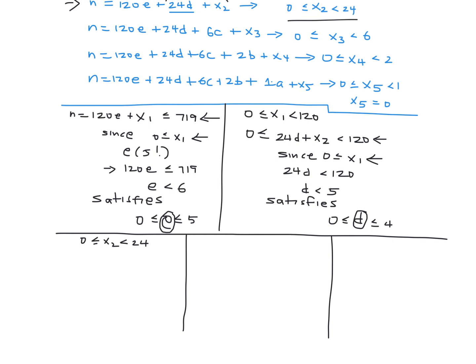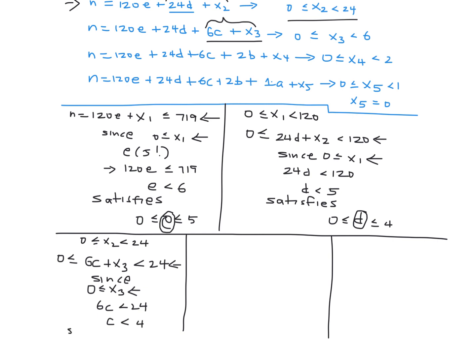And then we know that x2 was representing 6c plus x3, right? 6c plus x3 is what x2 is representing. And that's got to be less than 24. But since we know that x3 is greater than or equal to 0, that means 6c has got to be less than 24. I've combined this with this. And then if you divide through by 6, you get c is less than 4.